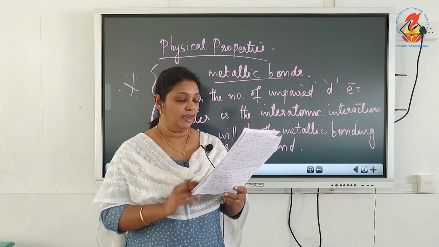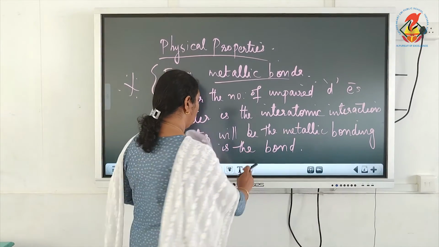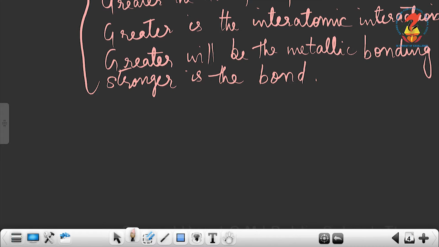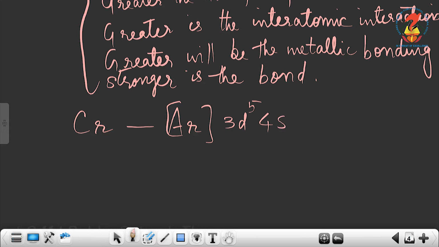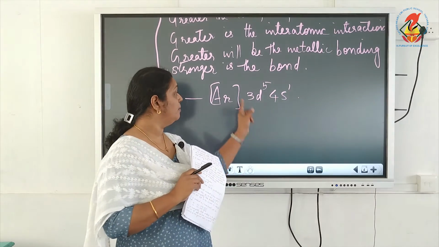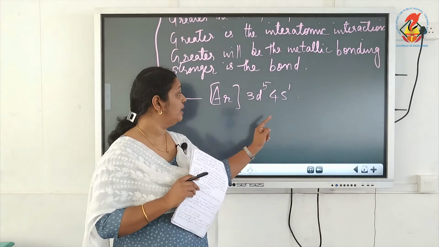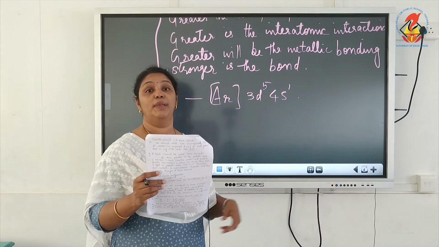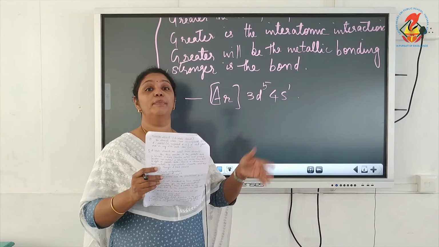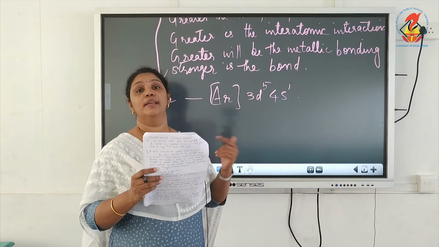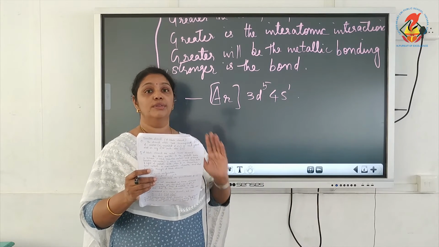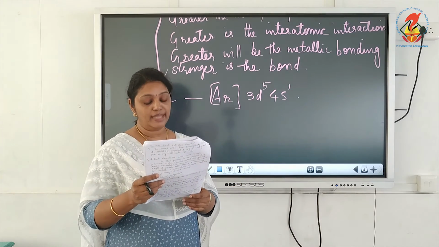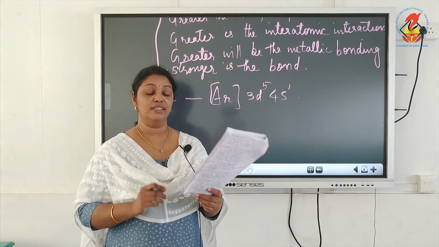Now next we have a question. The question is: chromium is a hard metal. Why? Chromium's electronic configuration is argon 3d5 4s1. Why is chromium a very hard metal? Because chromium has 5 unpaired electrons in d orbital and 1 unpaired electron in s orbital. So chromium is a hard metal because as the number of unpaired electrons increases, stronger is the metallic bonding. Chromium is hard.